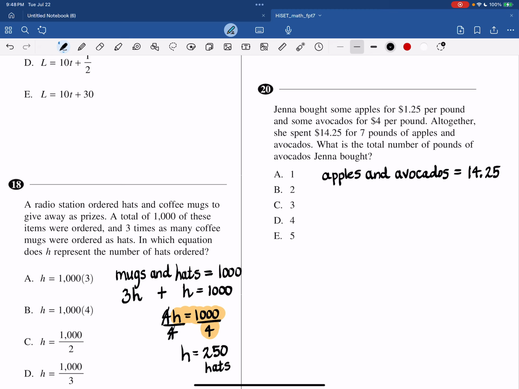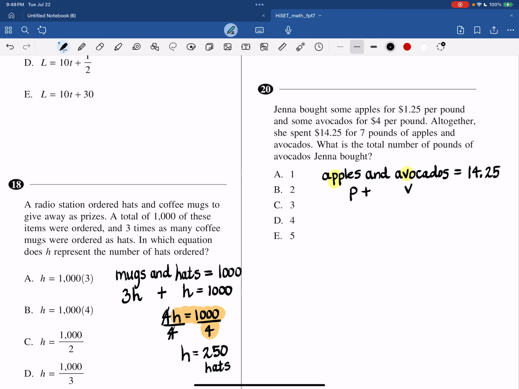Now, since both of these start with A, I don't want to get confused, so I'm going to use the second letter as my variable. I'm going to call the apples P and the avocados V. You could use X and Y, whatever you want. You just can't use A and A. We need two different variables because these are two different fruits. So the apples I'm going to call P, and the avocados I'm going to call V. And I know that the word and means to add.